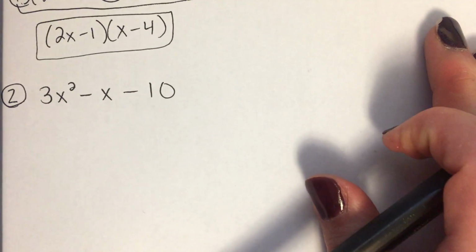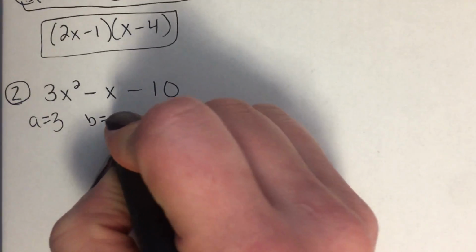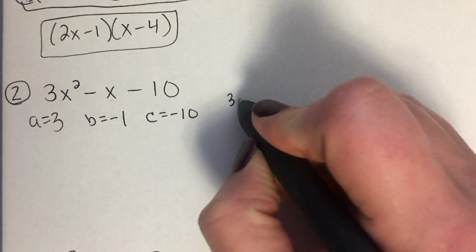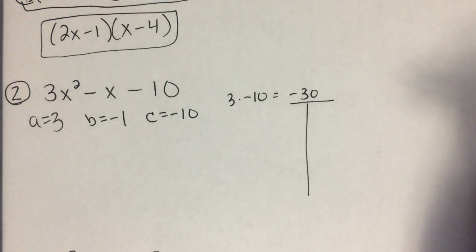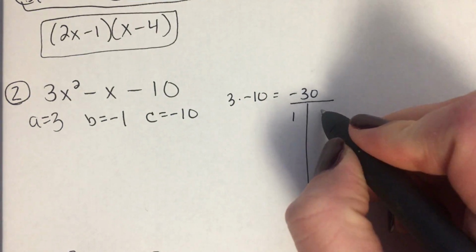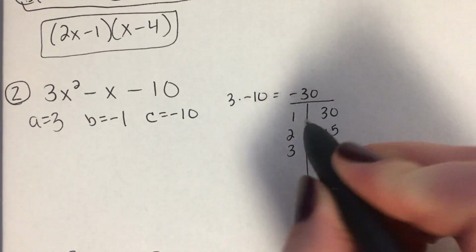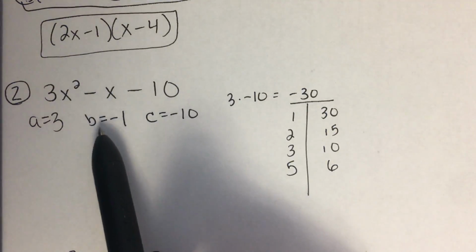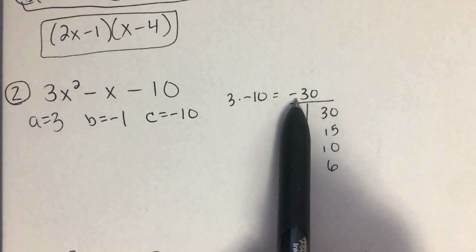So here, A is 3, B is actually a -1, and C is -10. So if we multiply A times C, I'm actually going to get -30 as my product. So now I'm going to figure out my factors for 30: 1 and 30, 2 and 15, 3 and 10, 4 doesn't work, 5 and 6. We have to figure out which two numbers are going to help us make a -1. Keeping in mind our signs are going to be different.